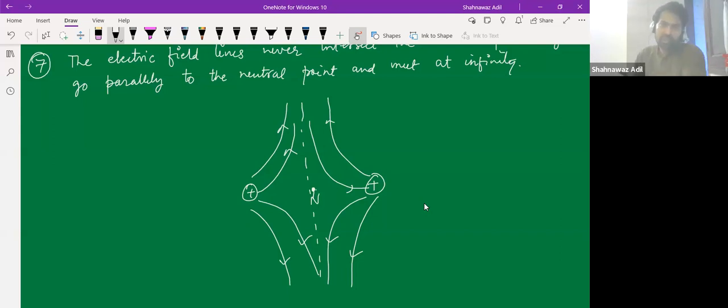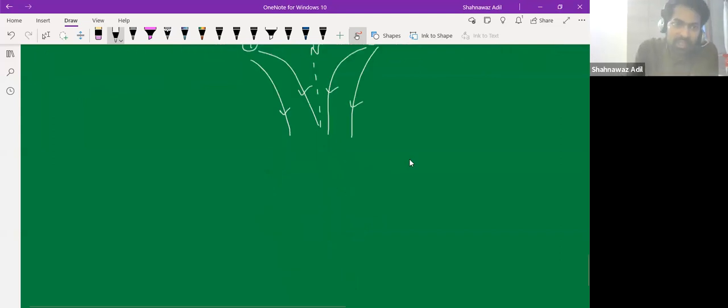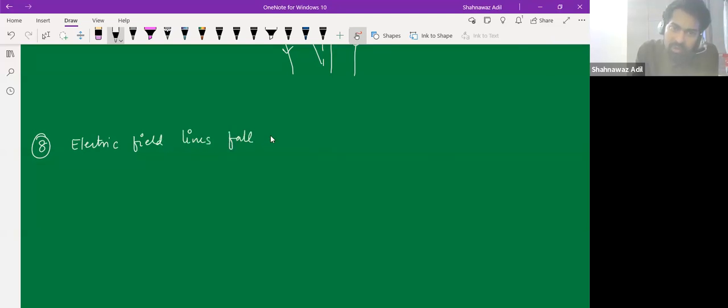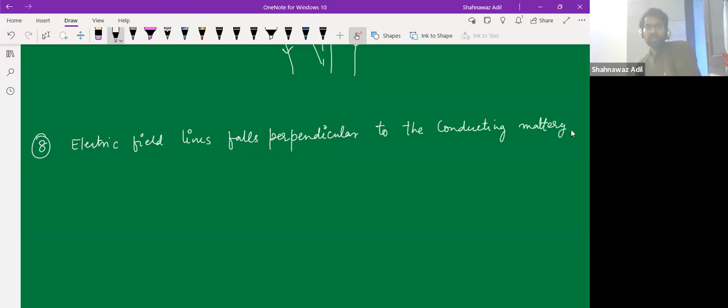Yes, sir. Okay, so the last property is the conductor property, right? Electric field lines fall perpendicularly to the conducting material. So they fall perpendicularly, right?